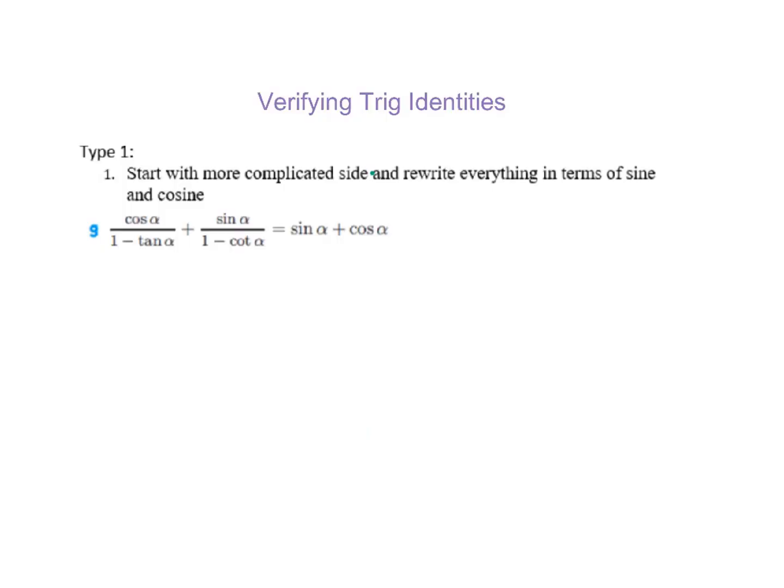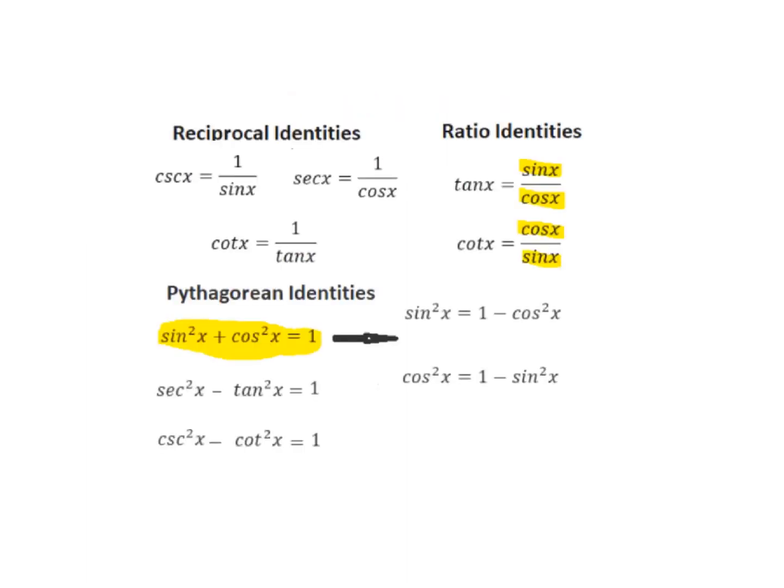Today's lesson is about verifying trig identities. First of all, let's go over some basic trig identities. We have reciprocal identities, ratio identities, and also Pythagorean trig identities. For Pythagorean trig identities, this is the most useful one. But normally we use the twisted form from sin square x plus cosine square x equals 1.